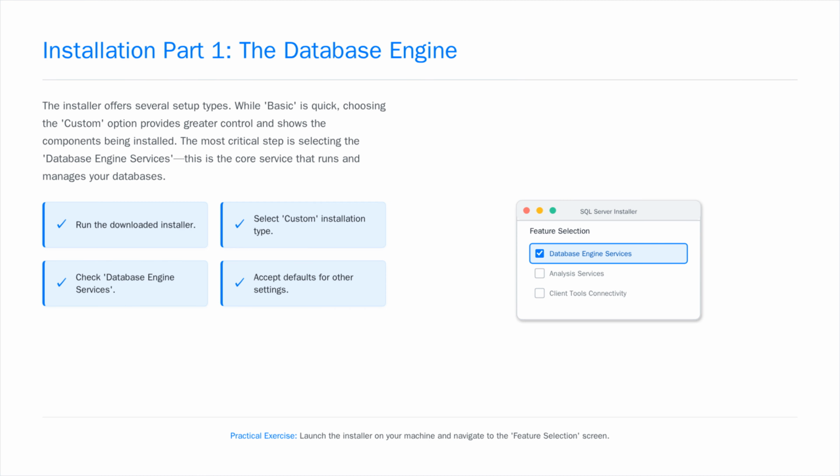Now we'll run the installer. You'll see three options. We'll choose Custom to see what's happening, but the basic option works fine too. The custom installation gives us more control. The most important part is on the Feature Selection screen. For now, all we need to check is the Database Engine Services. This is the core of SQL Server.